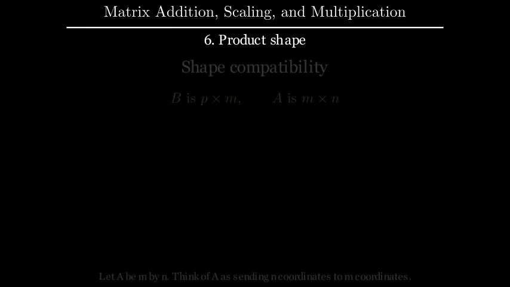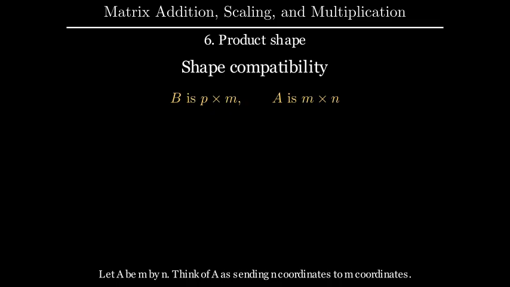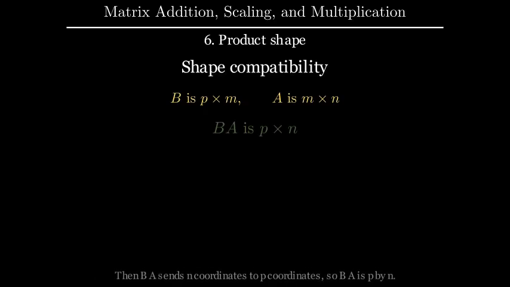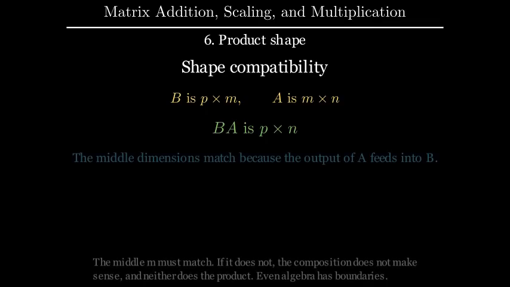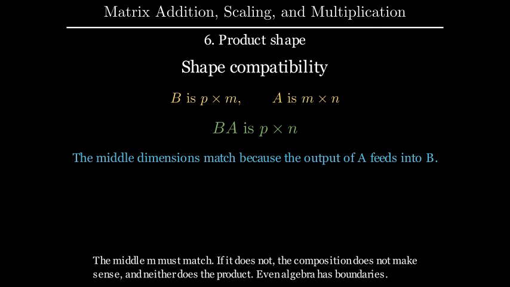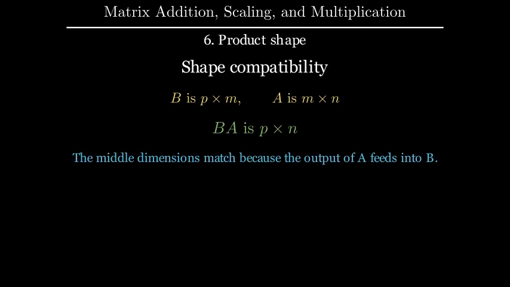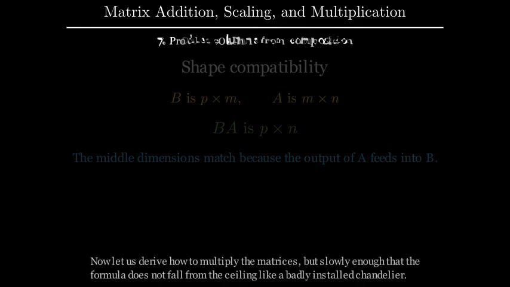This definition immediately explains the shape rule. Let A be M by N. Think of A as sending N coordinates to M coordinates. Let B be P by M. Think of B as sending M coordinates to P coordinates. Then BA sends N coordinates to P coordinates, so BA is P by N. The middle M must match. If it does not, the composition does not make sense. And neither does the product. Even algebra has boundaries.